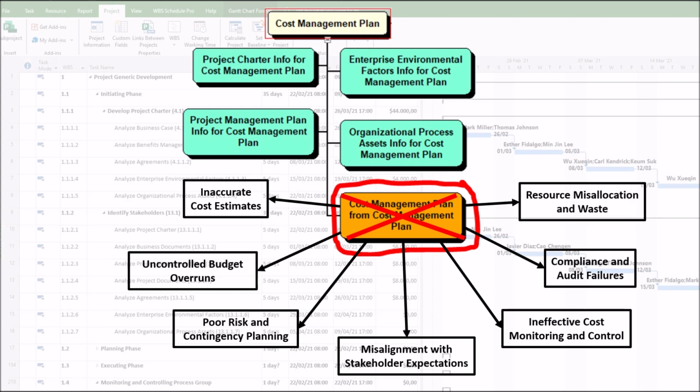7. Resource misallocation and waste. Funds may be spent on low-priority tasks while critical activities are underfunded. For example, a software project overspends on licenses but lacks budget for testing.